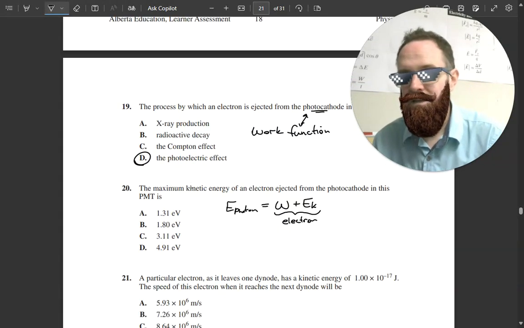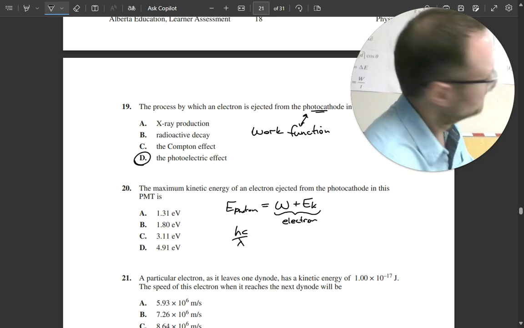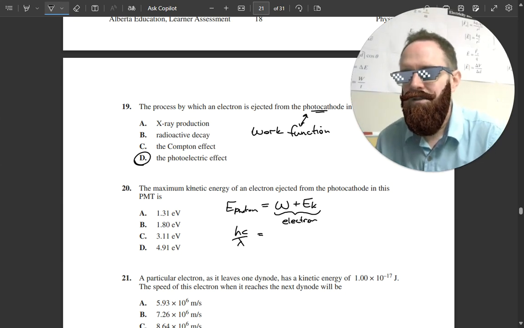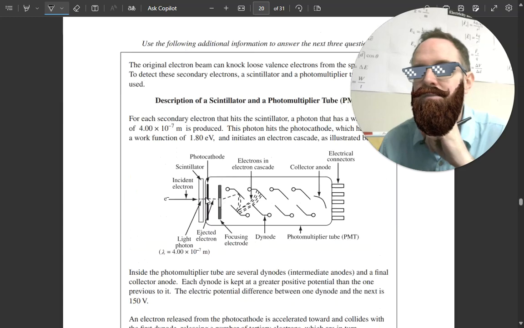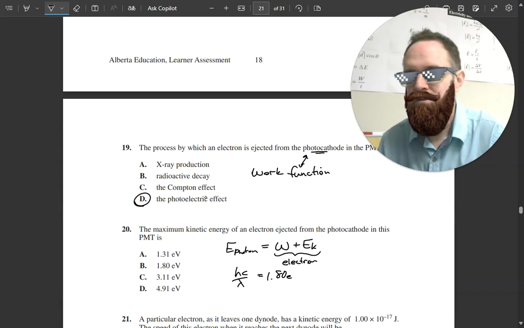So to find out what that is, I'm going to go hc over lambda. Is that the formula for that? Yeah, hc over lambda. The work function, they give us the work function up here, if I read that correctly, 1.8 electron volts, and we're trying to solve for EK.